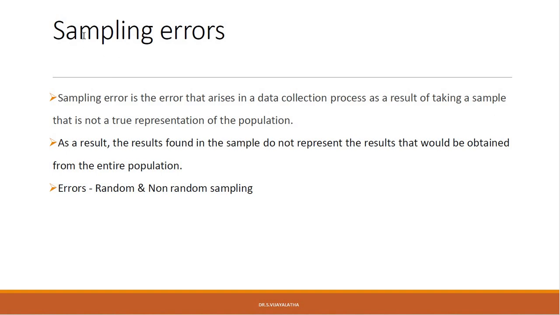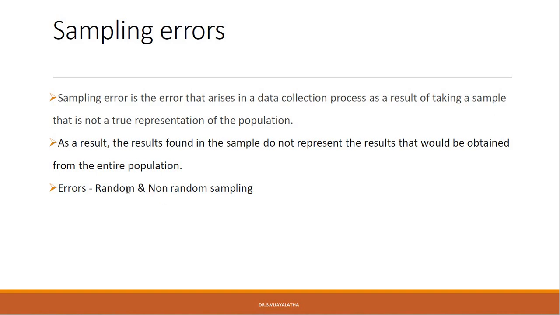Errors can arise during sampling itself and they are referred to as sampling errors. As a result of sampling error, the sample that we get may not be a true representative of the population. So the results obtained for the sample may not be extrapolated to the entire population. It may arise both in random and non-random sampling.